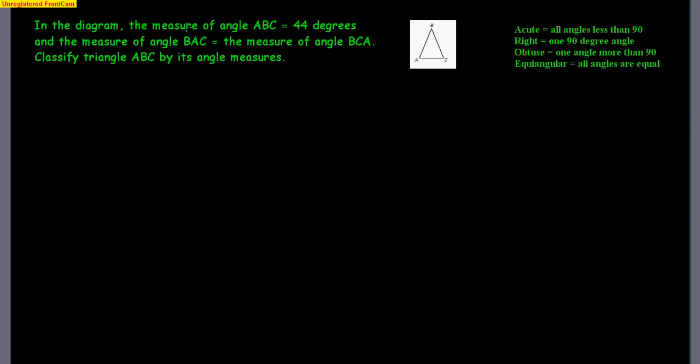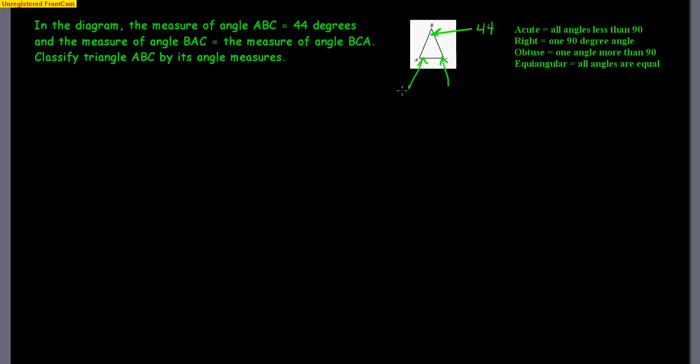They tell me that the measure of angle ABC is 44 degrees, so I'm just going to label this right here. I'm a visual kind of person, so I need to do that. The reason I know it's this angle, if you don't know, is I read A, B, C, and travel from one to the other exactly the way it is listed. They always have the vertex of the angle right in the middle. And the measure of angle BAC is equal to the measure of angle BCA.